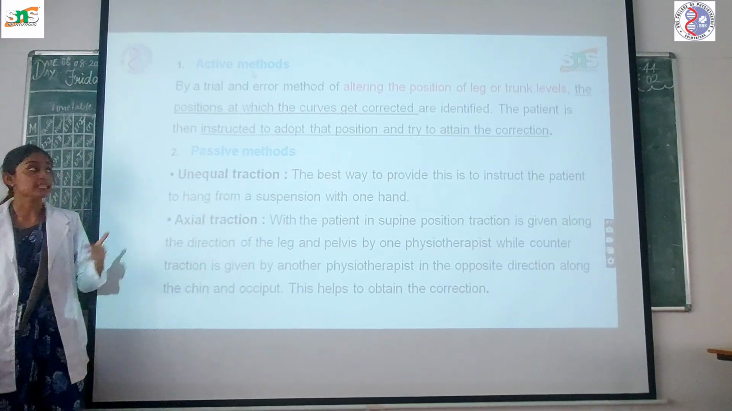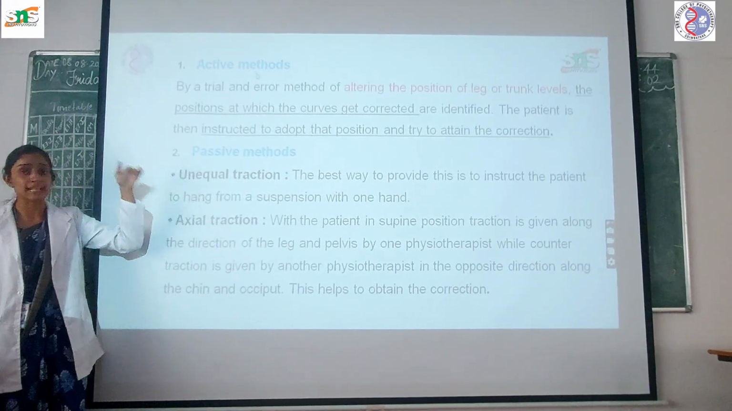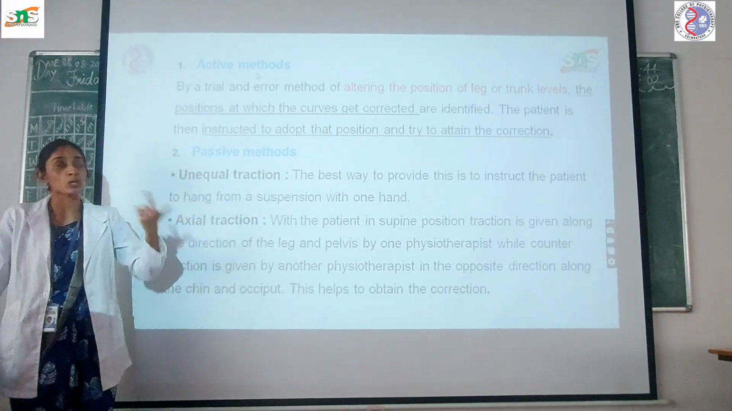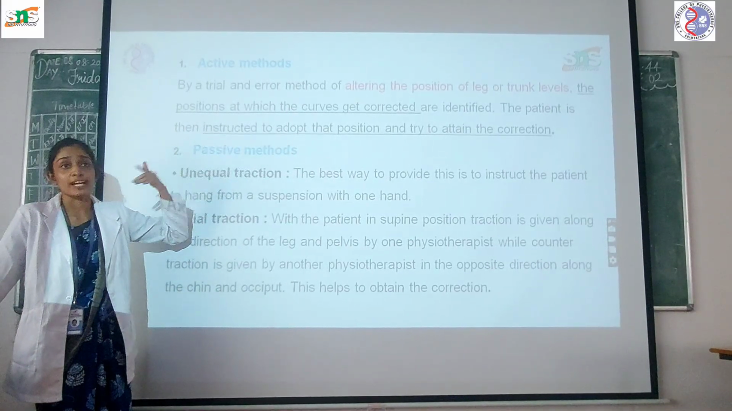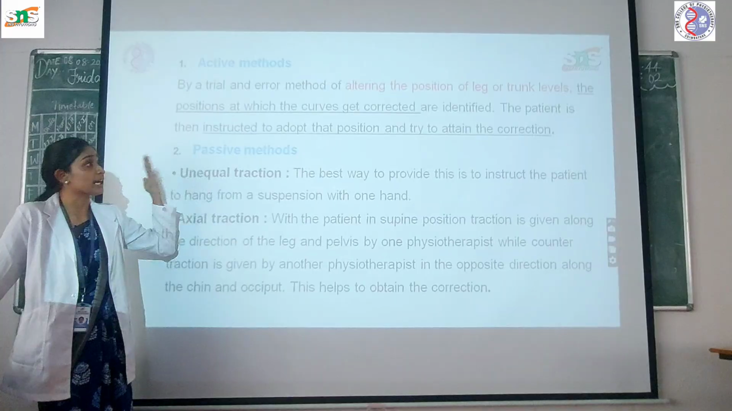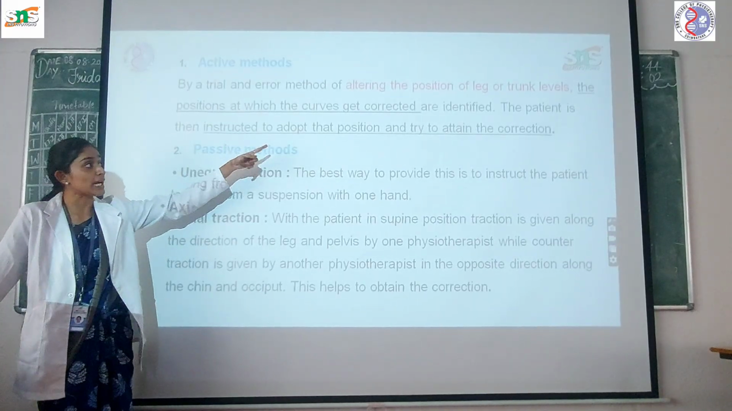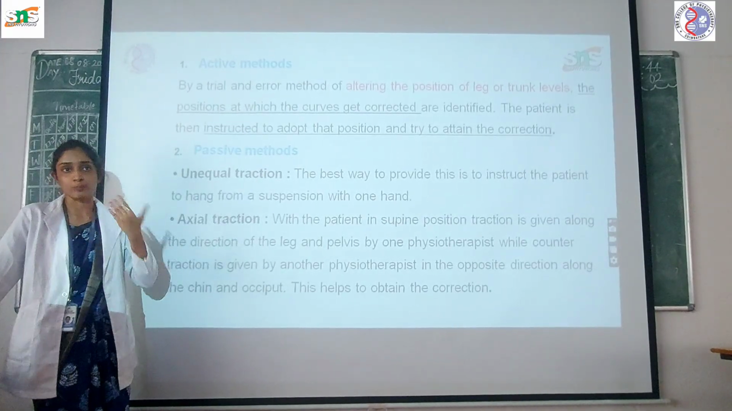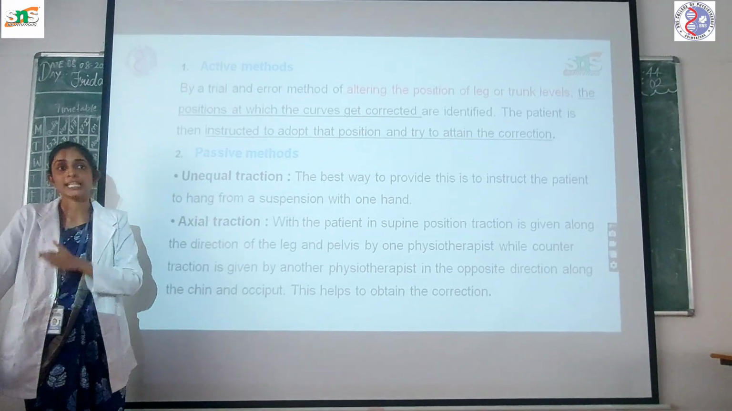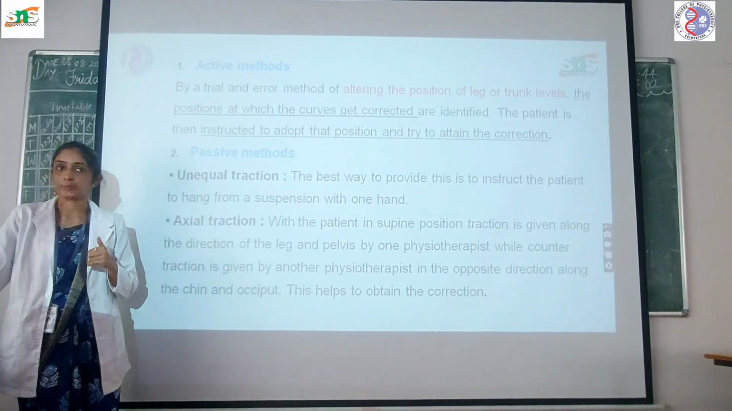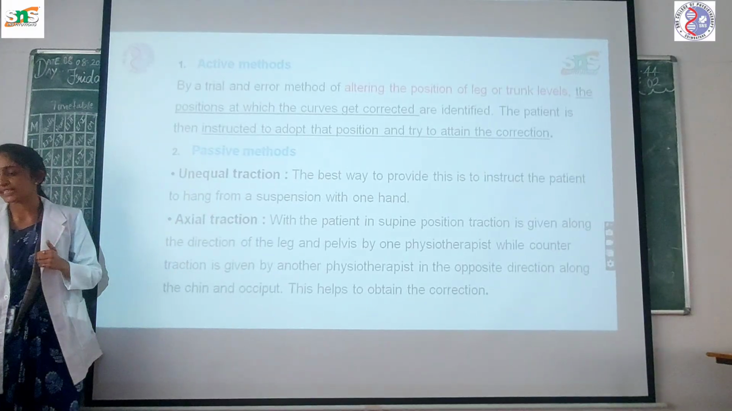Now the active method, that is if a person is self-correcting the scoliosis, they can position the curve. Wherever the curve is identified, they need to find it out. Then the patient is instructed to adopt that position. They need to identify the problem and adopt a position that is limiting that curvature. Then the passive method is unequal traction.